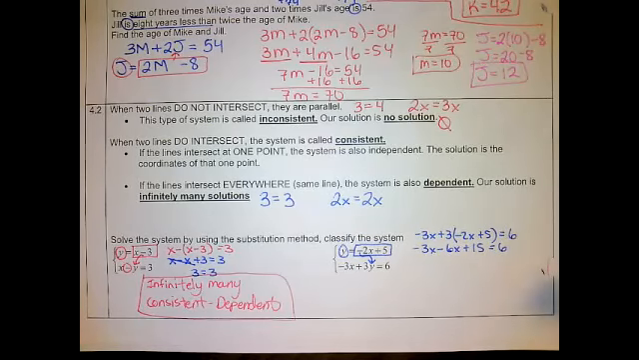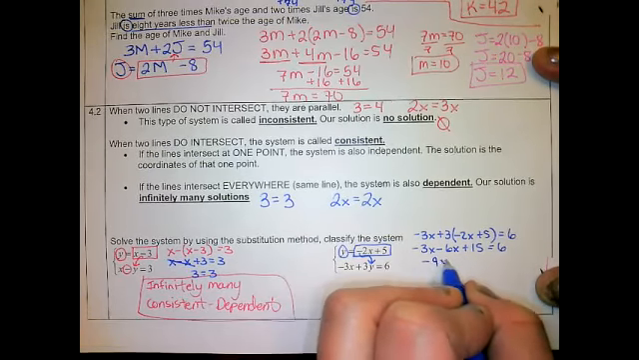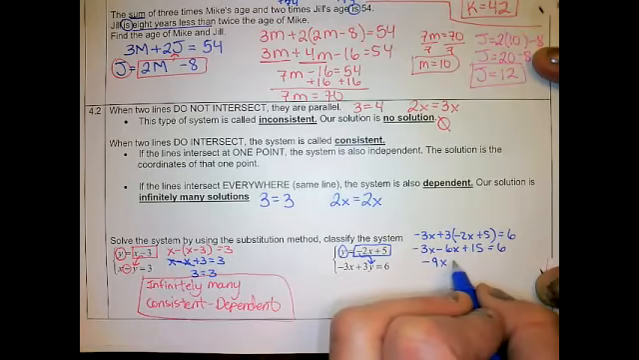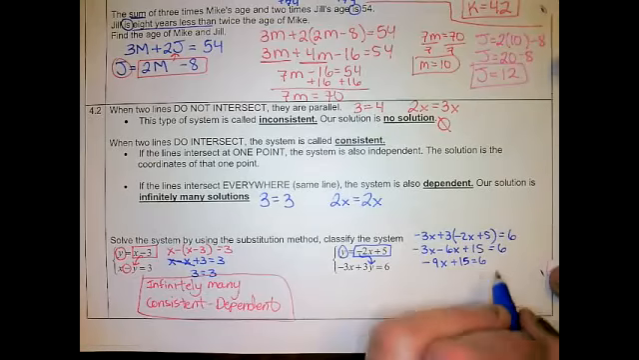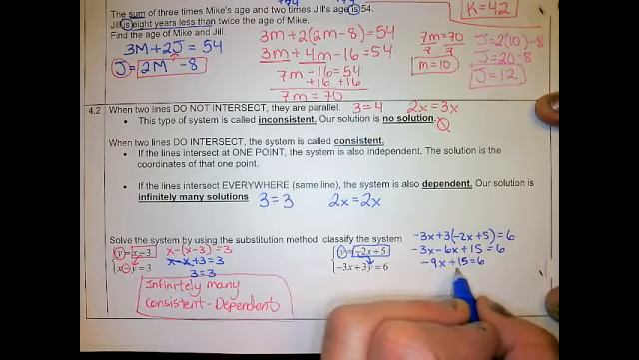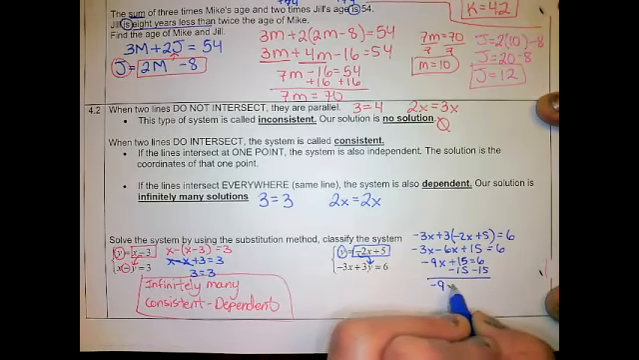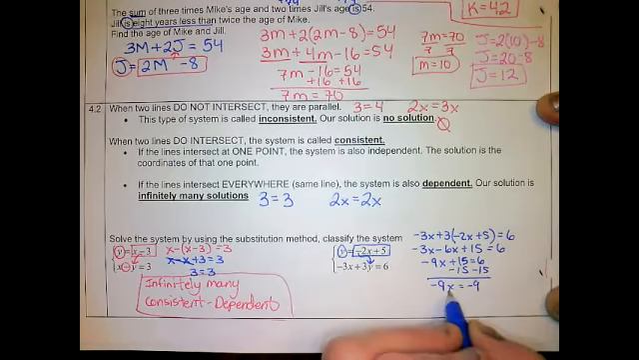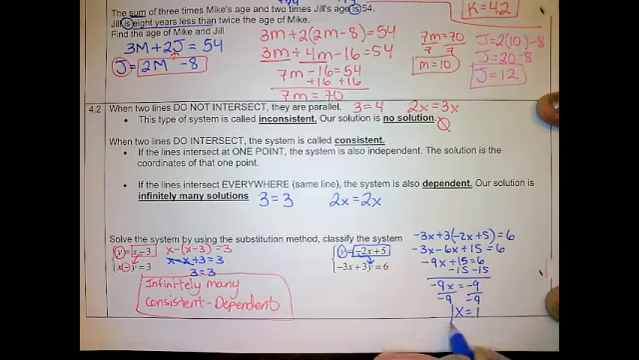And going ahead and combining my like terms. So negative 3x and negative 6x is negative 9x plus 15 equals 6. Now I'm going to subtract 15 from both sides. And I get negative 9x equals negative 9. Divide both sides by negative 9, and I get x equals 1.